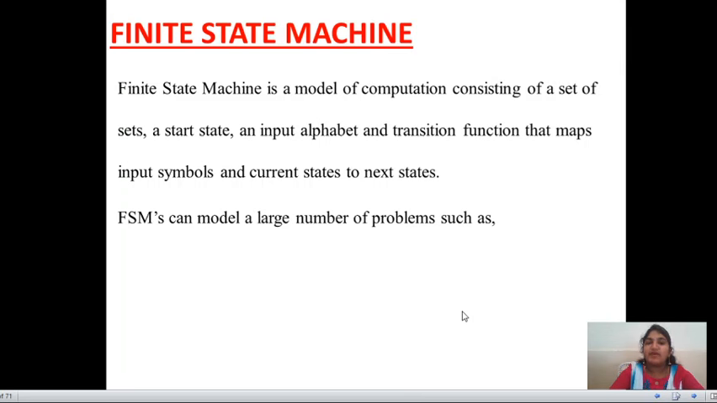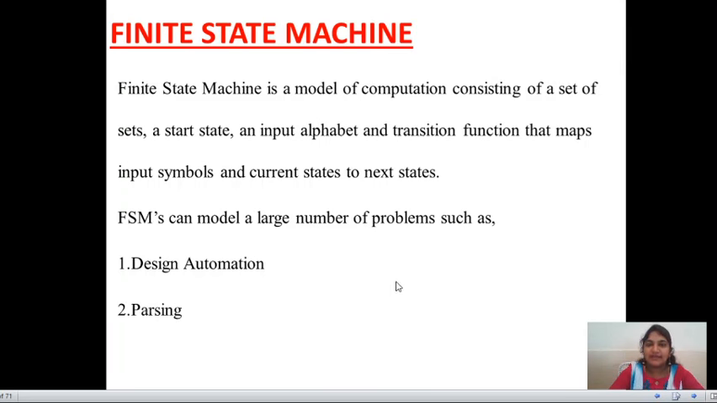FSM can model a large number of problems, such as design automation. If any automobiles or electronic devices need to be designed, the finite state machine models a large number of problems. It helps avoid a large number of bugs. Why? Because the coding can be defined, or the architecture that needs to be designed can all be defined in design automation.